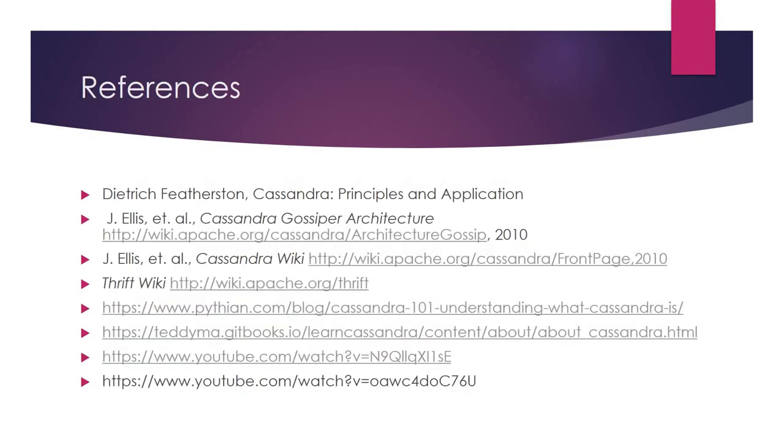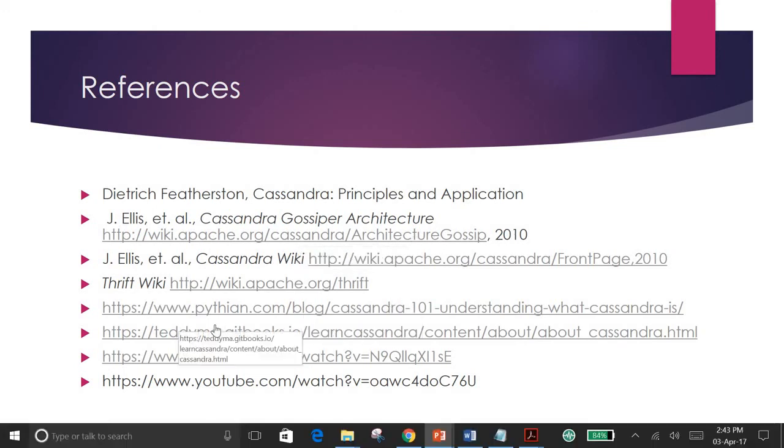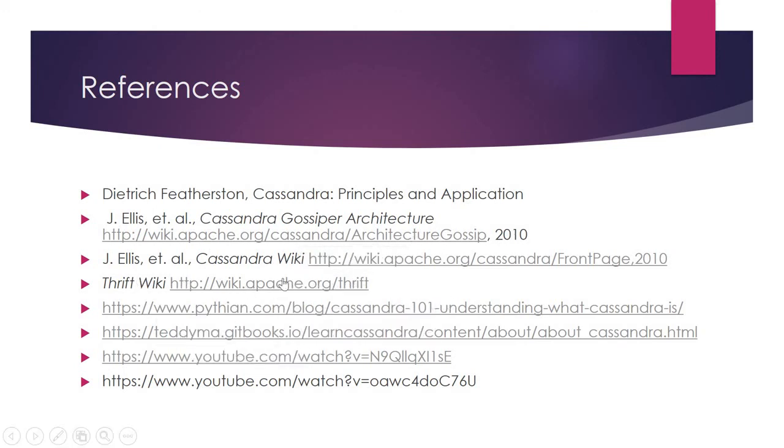So okay, that's pretty much about it, and these are the references that I have used for making this presentation. This is the main paper, Cassandra Principles and Application by Dietrich Featherston, and this is the wiki of Apache software that has the gossip architecture of Cassandra, adopted from Google Big Table, and you can find the Thrift API work in this link, and these are some of the YouTube videos that I have referred to for this presentation.